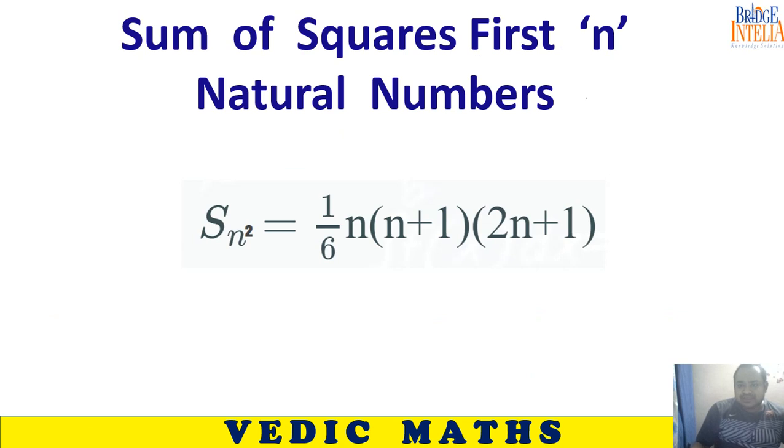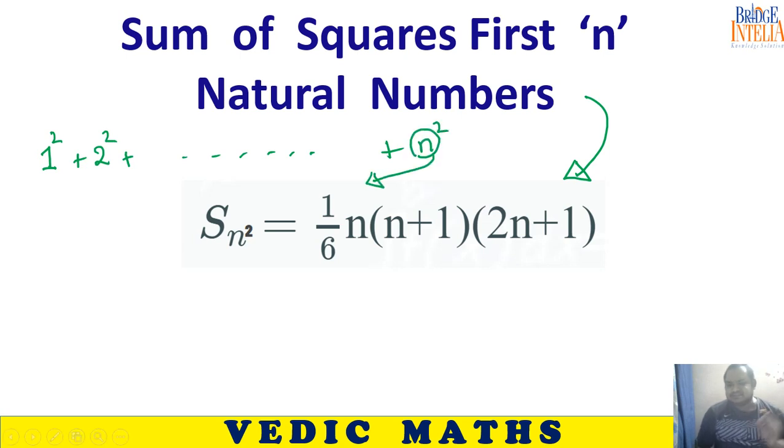The formula is: sum of squares of first n natural numbers is equal to 1 by 6 into n, where n is whatever is the last number. You begin writing the squares from 1 onward and you stop at n square. If you input this n in this formula, you will get the sum. So the formula is 1 by 6 n into n plus 1 multiplied with 2n plus 1. You have to remember this formula. Now we will see some questions related to this formula.